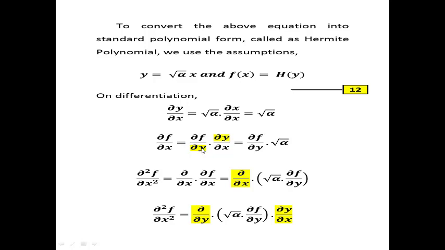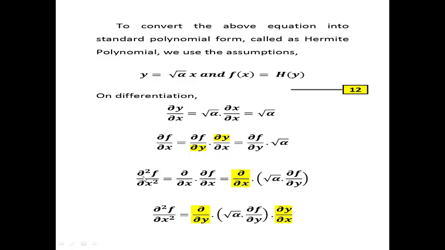dou f by dou y times dou y by dou x. You know this value of dou y by dou x is equal to root of alpha, which means I get the final term, dou f by dou x, equal to dou f by dou y times root of alpha. Now, because I have a term related to y or x, I go for second order differentiation.